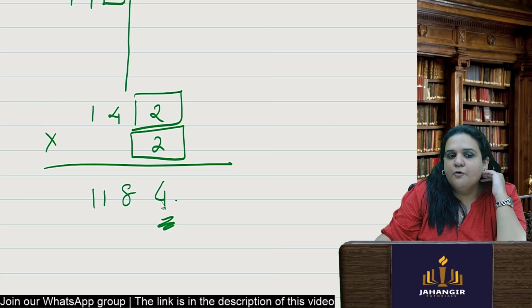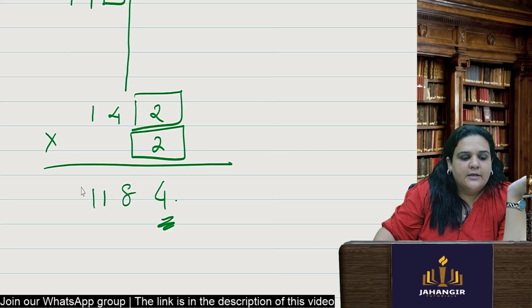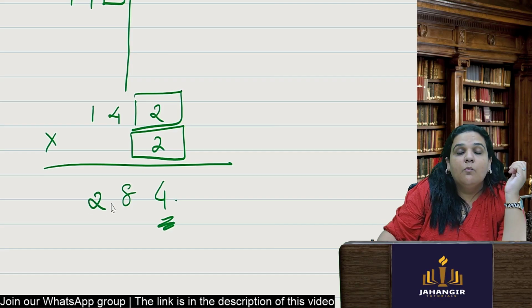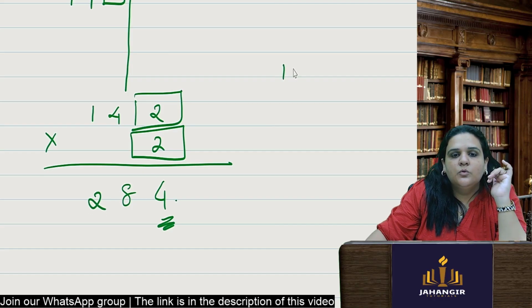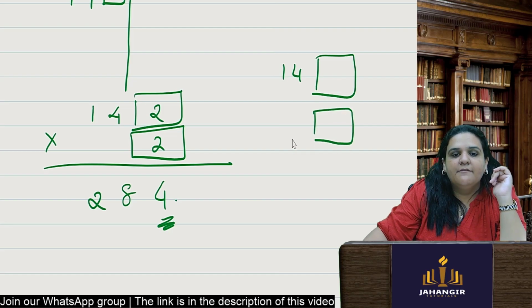So 2 2s are 4, 4 2s are 8, 2 1s are 2. I'll get the answer as 284. It is very, very less. I want 1184. So what is the other option I'm left with, wherein I will get a 4 below?